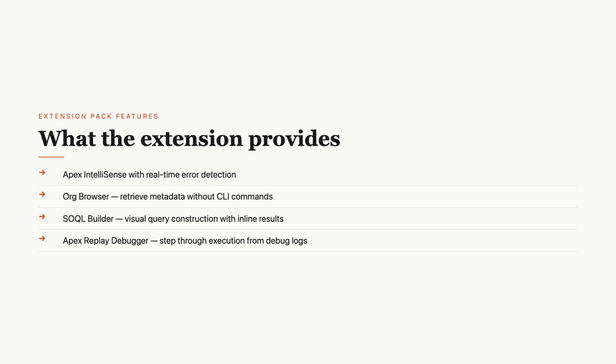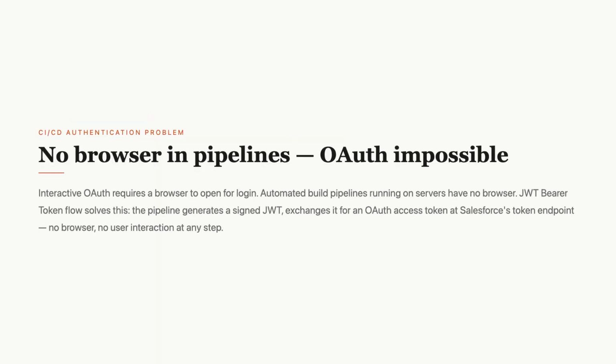CI/CD pipelines present a fundamental authentication problem. There is no browser. The web OAuth flow that works perfectly on a developer's machine is impossible in an automated pipeline running on a build server.